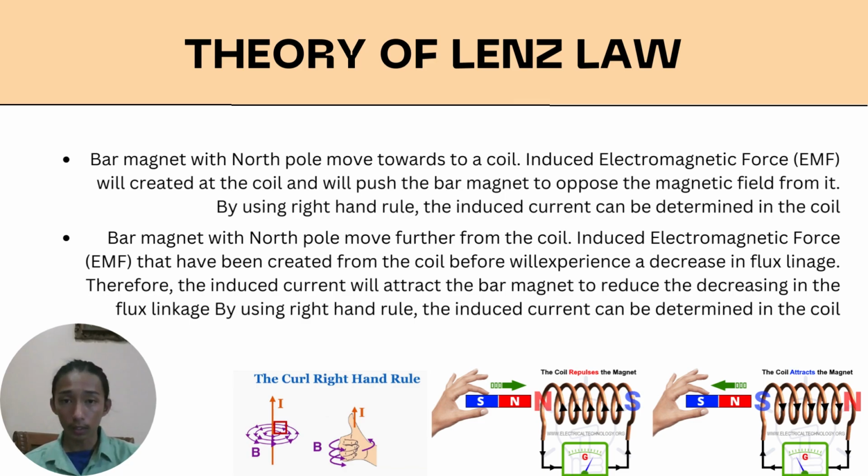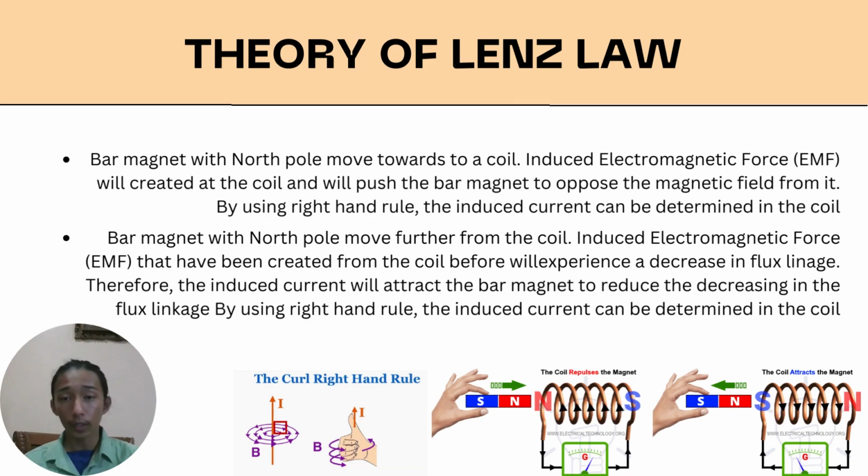Next is the second case, where the bar magnet moves further away from the coil. The coil sets up a south pole on the side closest to the bar magnet, and the coil will experience a decrease in flux linkage. In Lenz's law, there will be an induced electromagnetic field that sets up an induced current to oppose the decreasing magnetic flux linkage experienced by the coil. The induced electromagnetic field will try to attract the bar magnet to reduce the decrease in the flux linkage. So that's all for the second case.